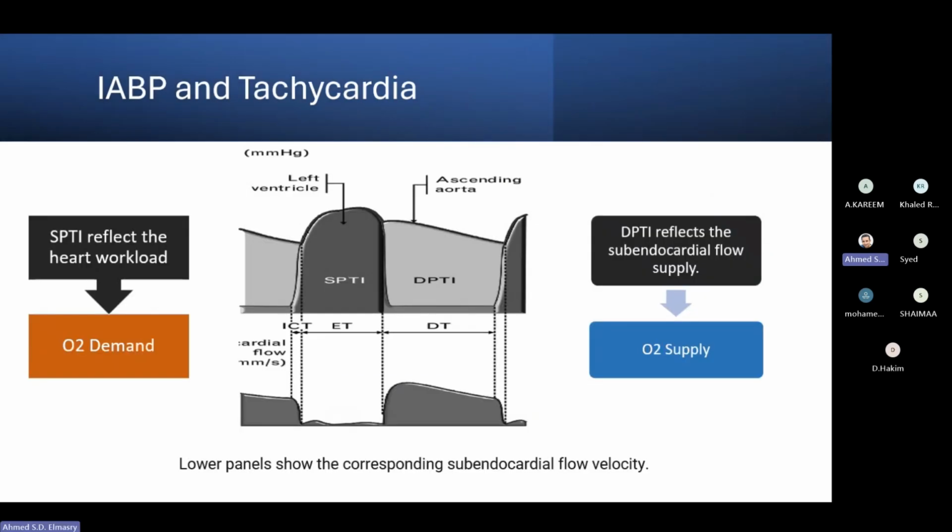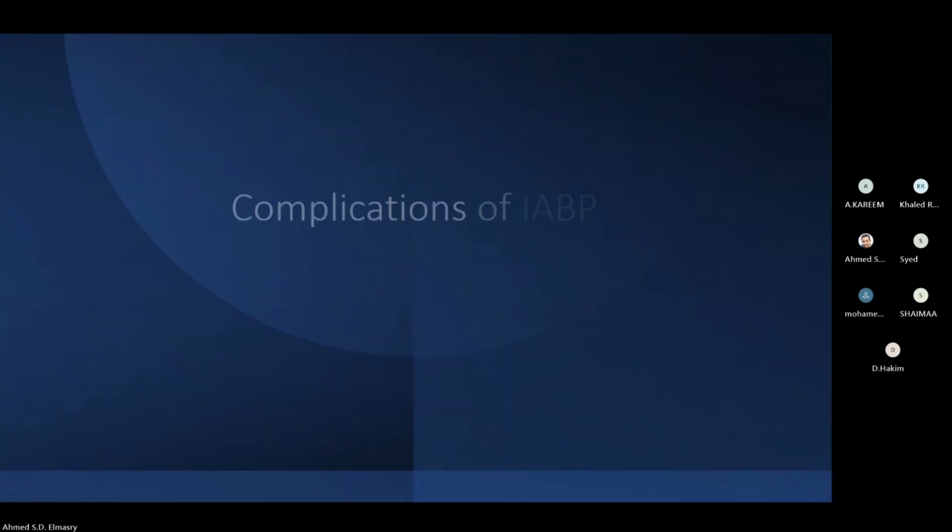And we showed this one before. The heart rate will affect the duration of the diastolic perfusion time index, and consequently the coronary supply and the oxygen supply to the heart. Going to the next section, which is the complication of the intra-aortic balloon.